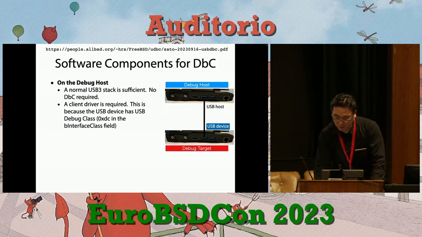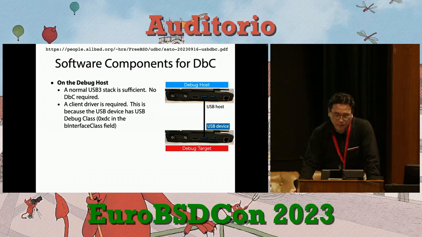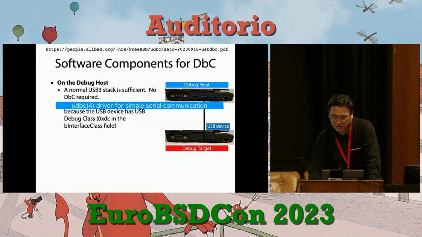Okay, so the software components for debug capability are summarized in this slide. On the debugging host, a normal USB 3 stack is sufficient because the host side does not require any special feature. However, a client driver is required to access the USB device on the converted USB port on the debug target, because the USB device has the special debug class, DC. Usually there is no driver for this, so I wrote the UDBC driver for simple serial communication over the debug capability.